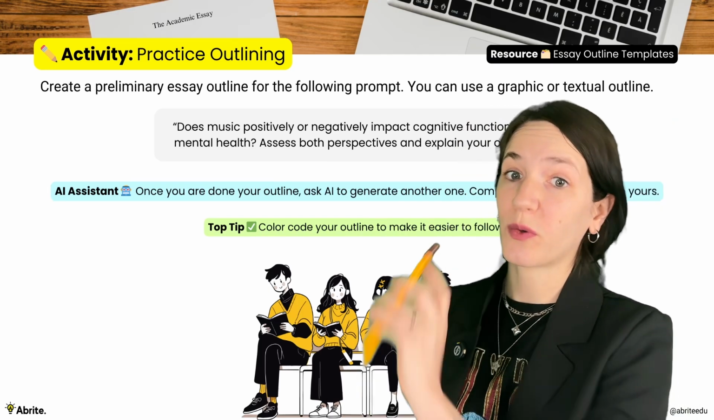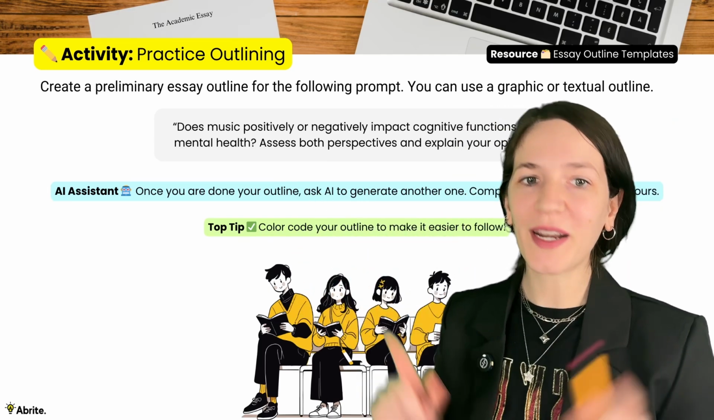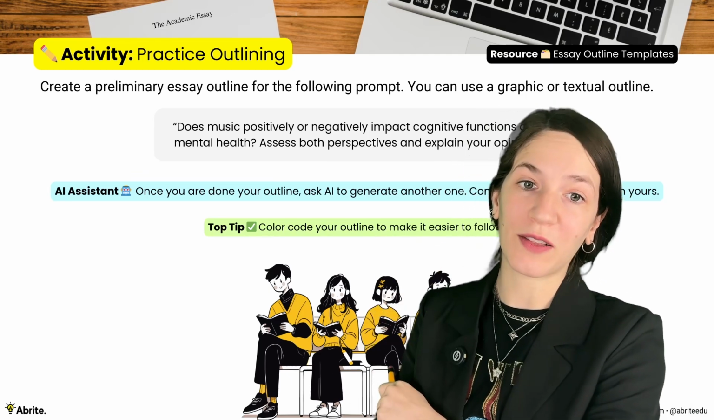For bonus points, once you're done with your outline, you can ask AI to generate another one and then compare the two. And you can color code your outline to make it easier to follow.